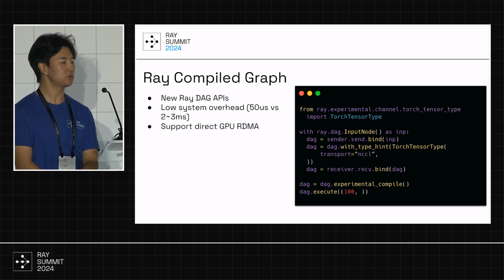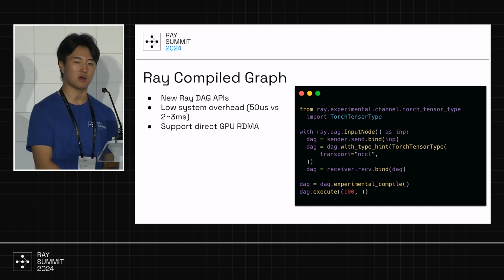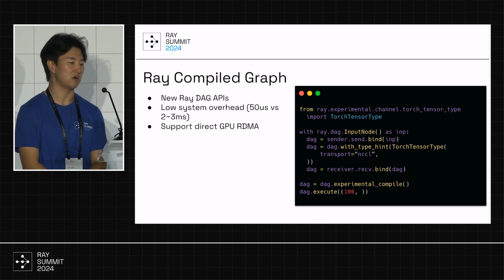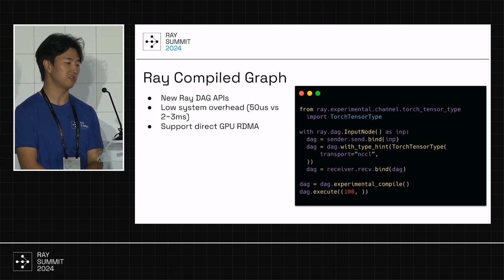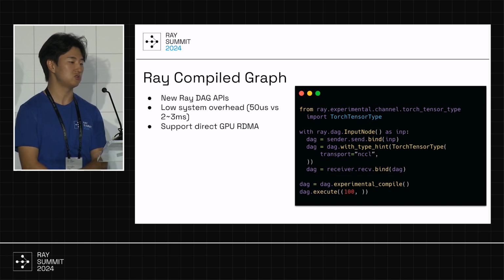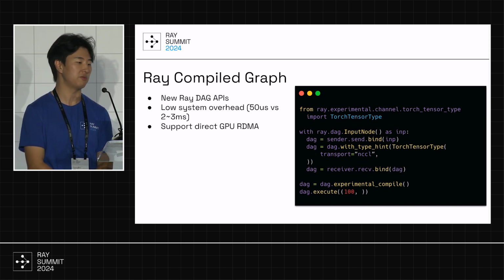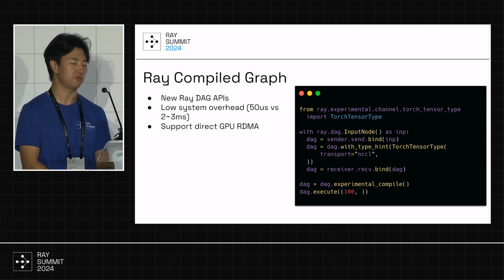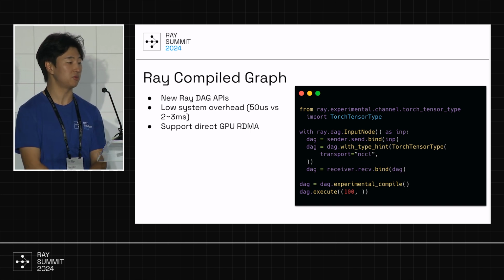And it also comes with direct GPU RDMA, so it uses NCCL or other communication primitives under the hood to support GPU to GPU transfer, which was not possible with Ray before, which can also further optimize performance and also express complicated programs like pipeline parallelism.